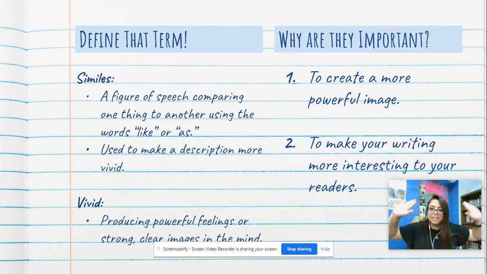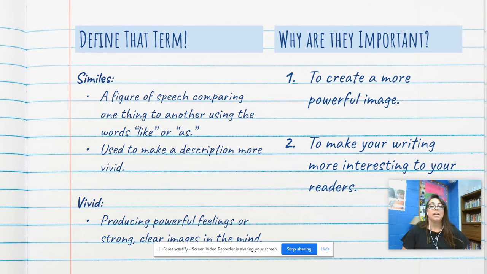All right, time to DTT, define that term. Similes. They are a figure of speech comparing one thing to another using the words like or as. And they are used to make a description more vivid. What's vivid? Vivid is producing powerful feelings or strong, clear images in the mind.